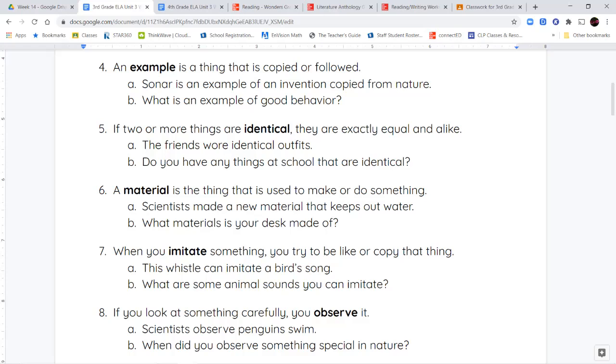Your next word is the word material. Material is something that's used to make something else, or it's used to do something. So our art materials that we would use in class are like the construction paper and scissors and crayons and things. You can have the materials that you use to build something if you're trying to build something. You might have cardboard and tape and sticks and things to build that structure.